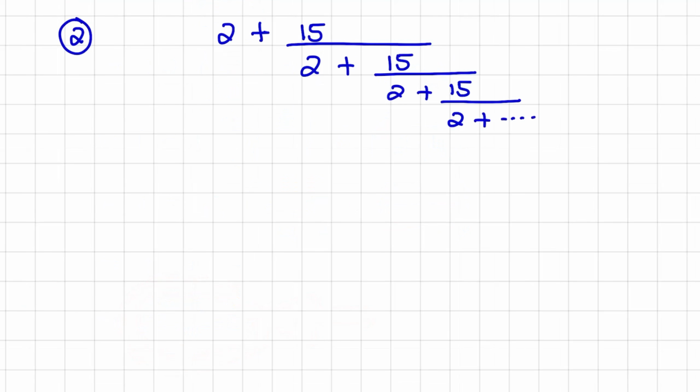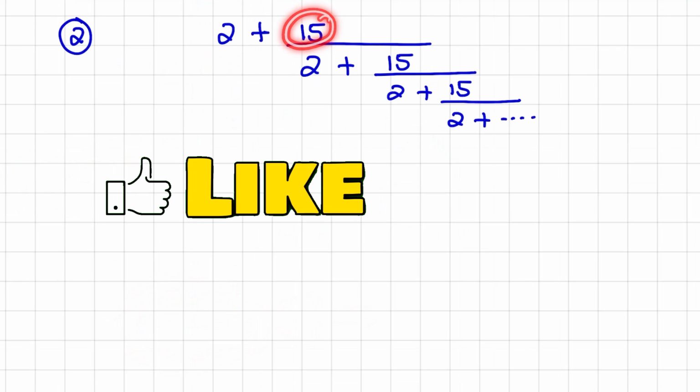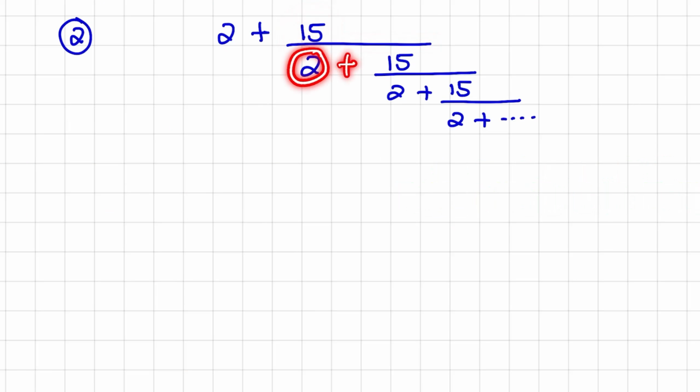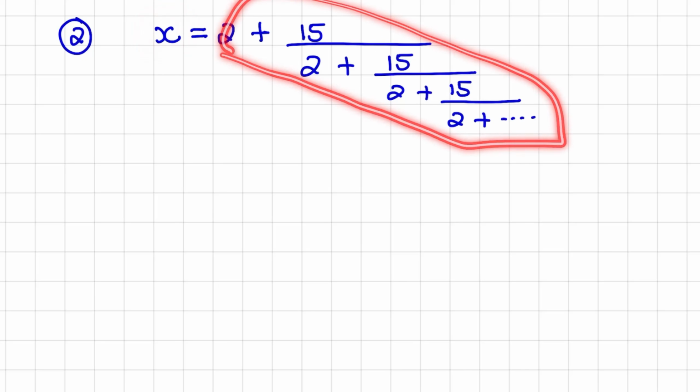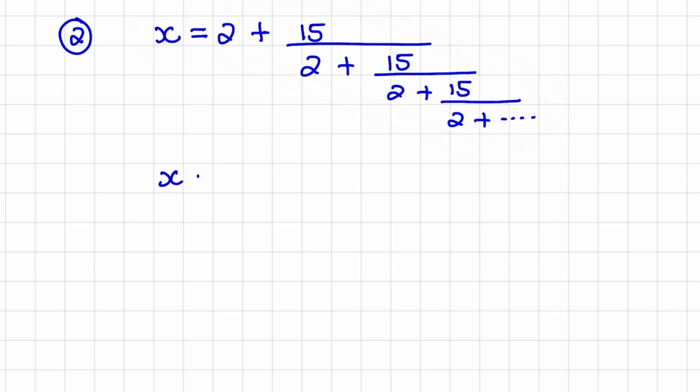In our second example, we have 2 plus 15 divided by 2 plus 15 divided by 2 plus 15 divided by 2, and so forth. So that pattern continues indefinitely. So in order to solve this algebraic fraction, let us set this whole system equal to x. So we let x be equal to the system of fractions. That will mean that x is equal to 2 plus 15 over x again.